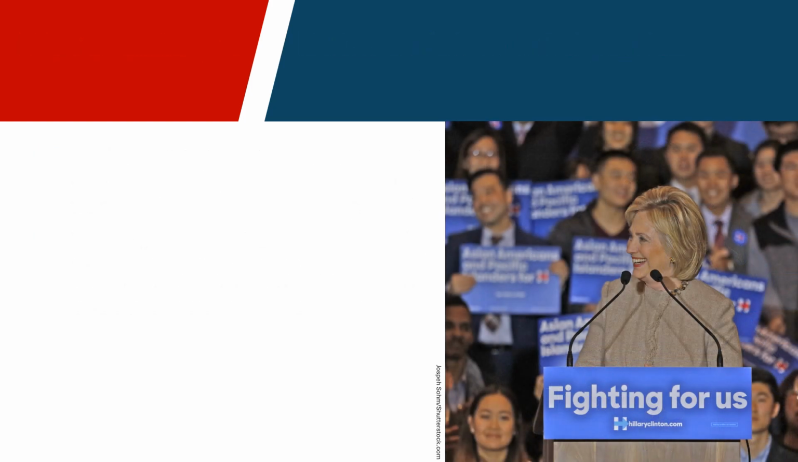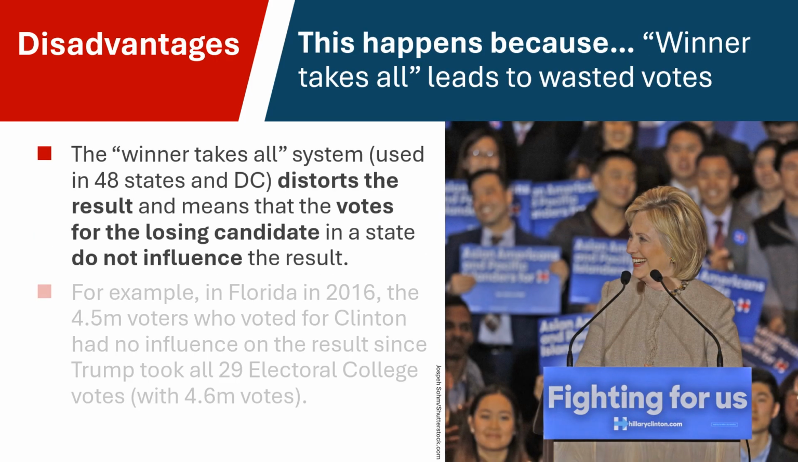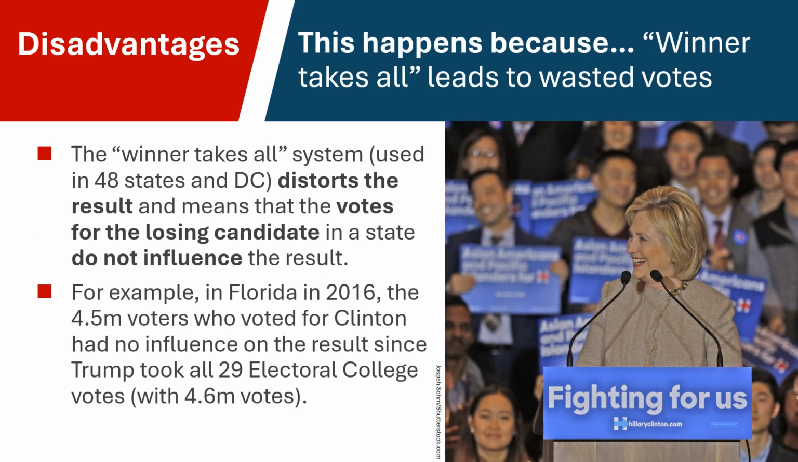This happens because the winner-takes-all leads to wasted votes. The winner-takes-all system, which is used in 48 states and Washington, D.C., distorts the result. This means that the votes for the losing candidate in a state do not influence the result. For example, in Florida in 2016, 4.5 million voted for Clinton. However, they had no influence on the result because Trump took all 29 Electoral College votes.